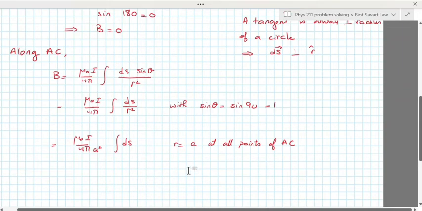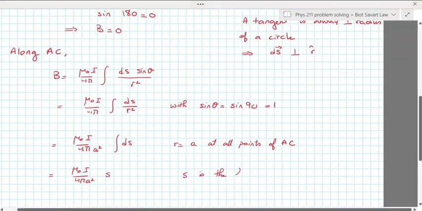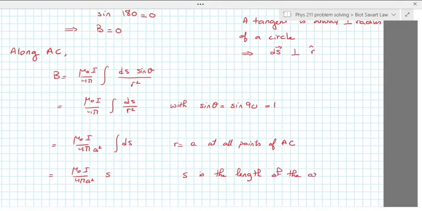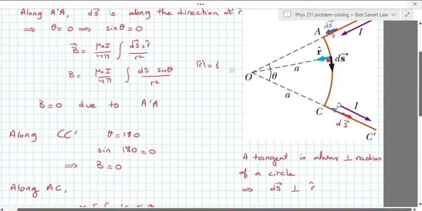So I substituted r by A, I will have A squared, which is a constant, so I can take it outside the integral, and thus we can write the answer to the integral of ds, which is s itself, where s is the length of the arc AC. Now s can be written in terms of what we have as given in this figure. So s is the length of AC.